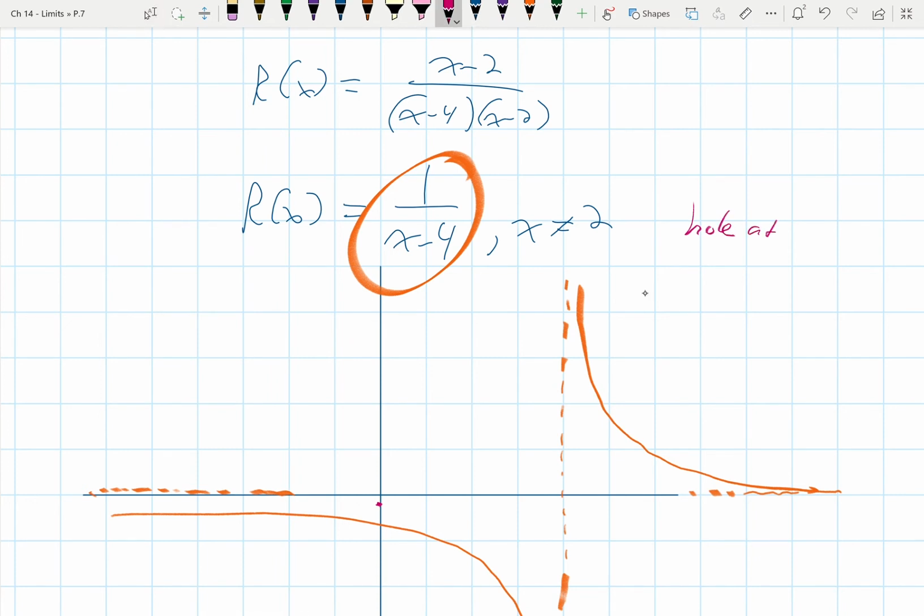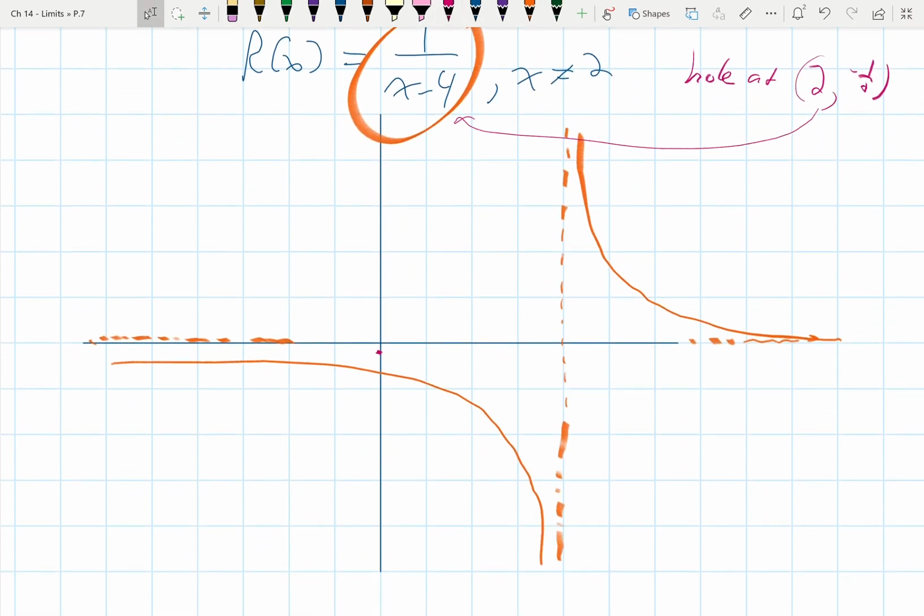Hole at 2, comma, close with the 0, but not 0. Yeah, 2 at negative 1/2. The hole's at 2, but I'm going to plug 2 into the non-canceled version. And I get 1 over 2 minus 4, or negative 1/2. So I have a hole at 2, negative 1/2. That's appearing right here, and this gives me a sense of where it actually graphs.